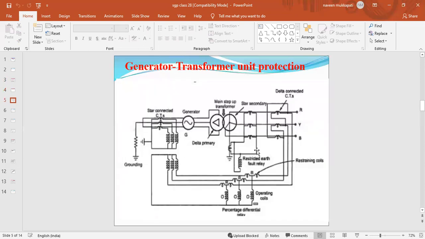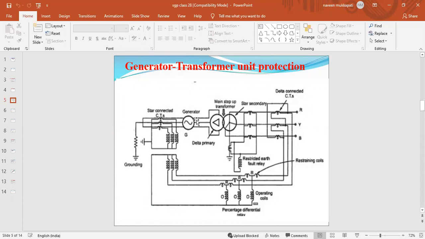This is the basic connection diagram for the generator and transformer unit. This is the generator, and this is the transformer. In the transformer, this is the primary winding and this is the secondary winding, and this is the generator with its stator winding. The generator is coupled to the main transformer.